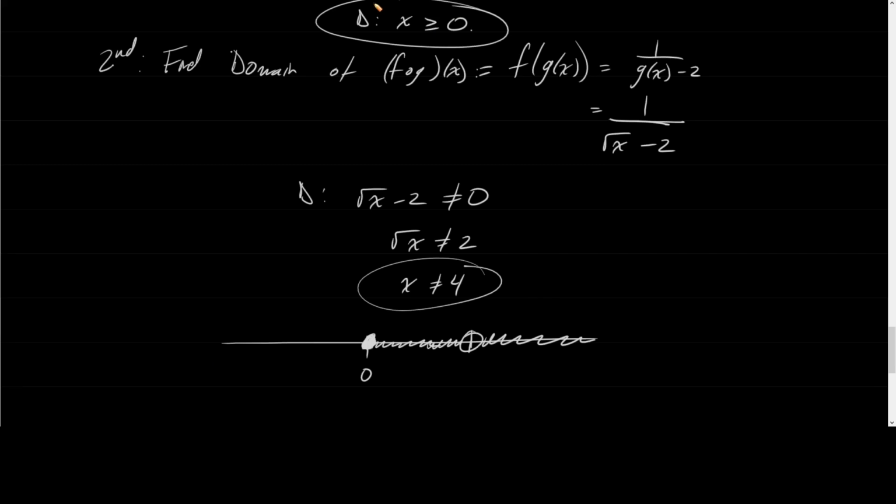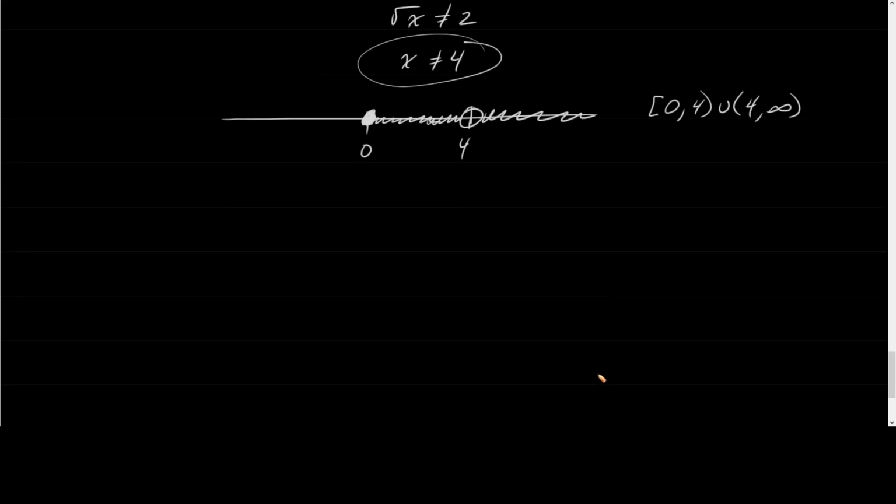In interval notation, what would this be? This would be starting at 0, going to 4, union starting at 4, going to infinity, not including 4 or infinity. But we are including 0. All right. So that was n.